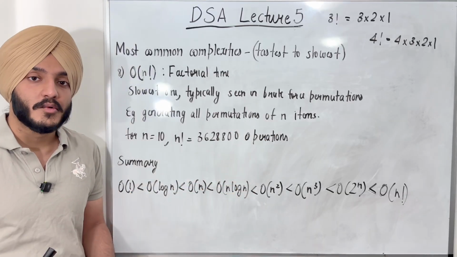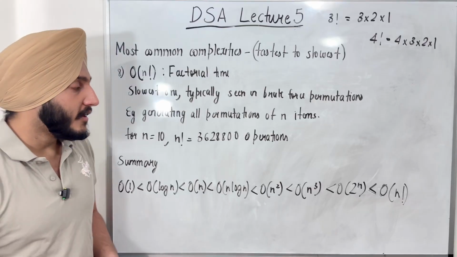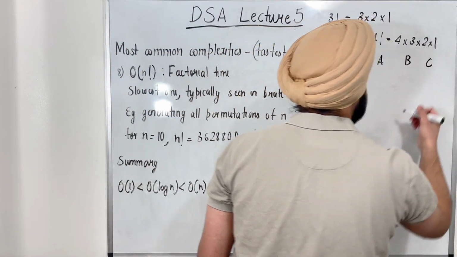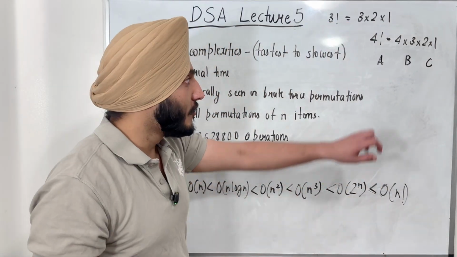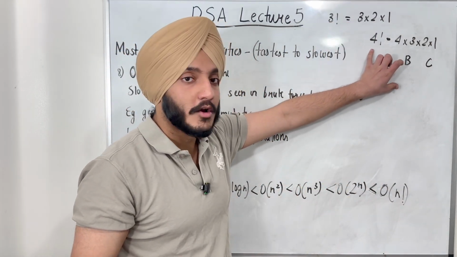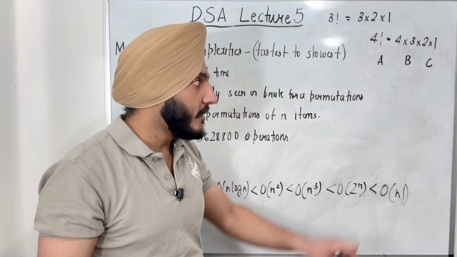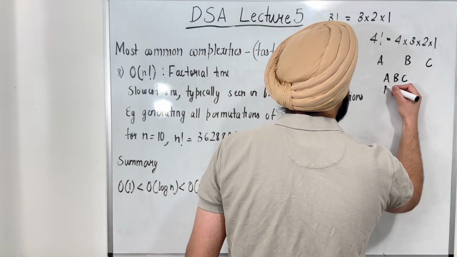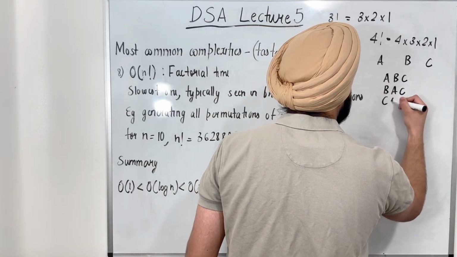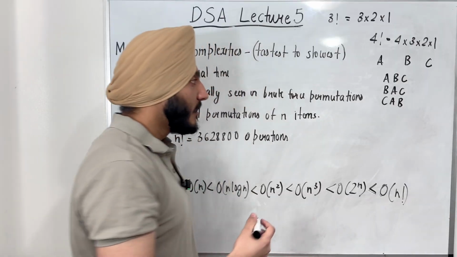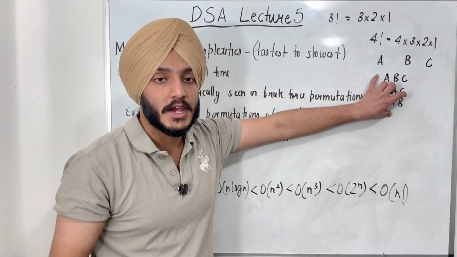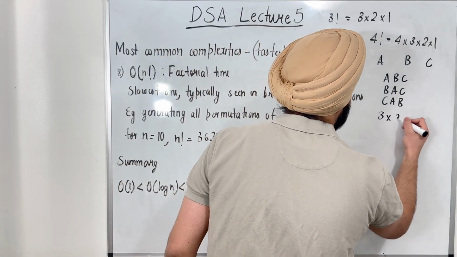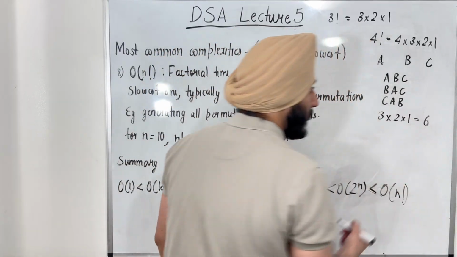Just to give you a quick overview of what a permutation is, let's say I give you this array: A, B, and C. Let's say I give you 3 values and I ask you to form all the different possible combinations of A, B, C. One could be A, B, C, another could be B, A, C, another could be C, A, B. How many would there be? It would be 3 multiplied by 2 multiplied by 1, which equals 6.